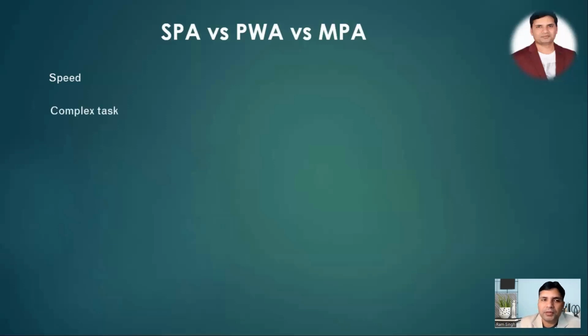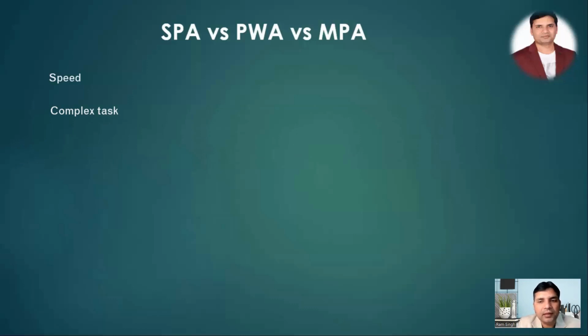The next point which I want to talk about is complex tasks. This is a very important factor when you are considering an MPA kind of application. You need the MPA type of application when you have complex tasks. What I mean by complex tasks is when you have lots of computation to be done on the server, and that's where loading time becomes less important, and it is more focused on the computation or business logic, which will take most of the time.